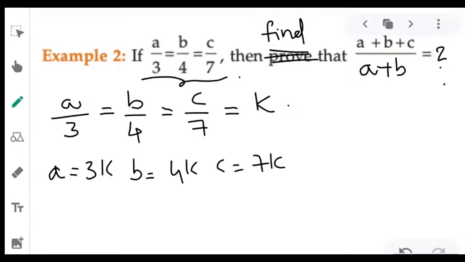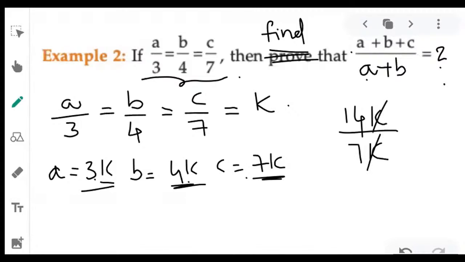So tell me, what will happen here? A plus B plus C is equal to 3K plus 4K plus 7K. How much is that? 3 plus 4 is 7, 7 plus 7, 14K. By A plus B is 7K. So K and K you can cancel anyway. 2. Yeah. So this is also equal to 2. Right? Super. Yes, ma'am.